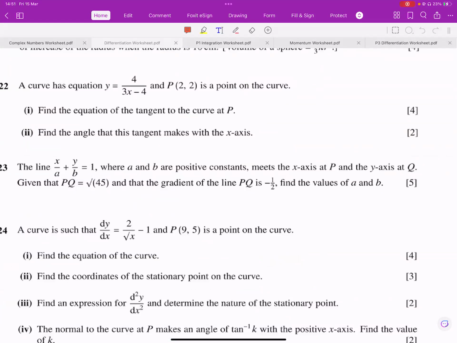3 into 4, that's 12. 12 over 22, that's 6 over 11. The value of x turns out to be 6 over 11. Okay, that's a slightly weird value, but let's just see if it works or not.